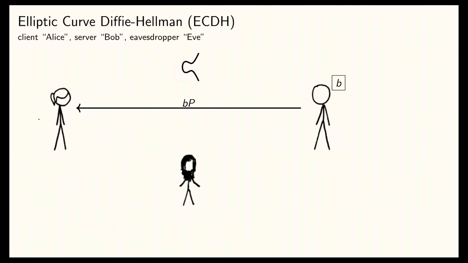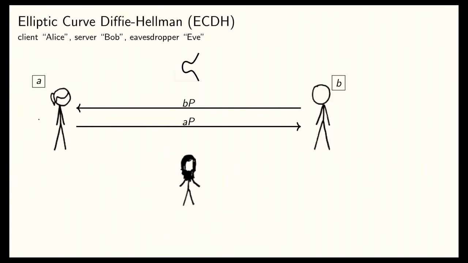So Bob chooses a point and takes a point on the curve and multiplies it or adds it to itself B times, and that becomes the public point. So Bob chooses the secret key, computes the public point P, and then sends that to Alice. Alice sends hers to Bob, and Bob does sort of the same thing, computes the same point and multiplies it by his secret value.